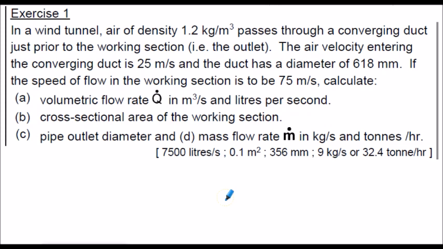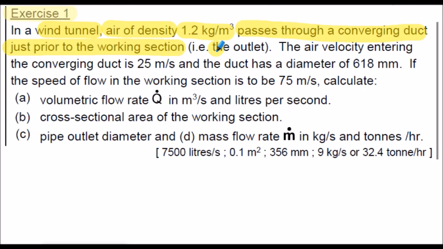So the next part of the presentation is going to outline various exercises, but the full worked solutions are included in the presentation. They will just be very briefly outlined. So here's exercise 1. In a wind tunnel, the air density is 1.2 kilograms per meter cubed, and the air passes through a converging duct just prior to what's termed the working section, that's the outlet.